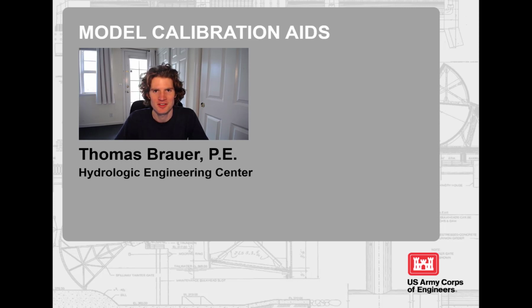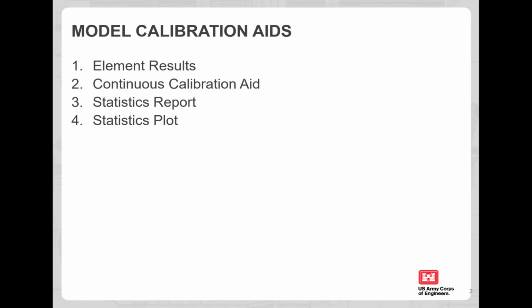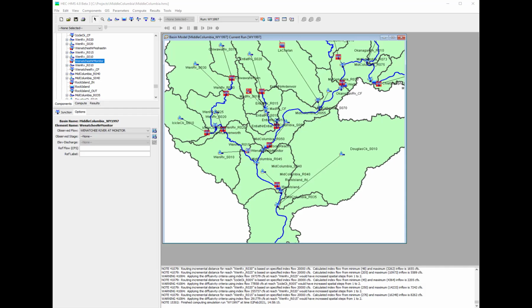In this video, I'm going to demonstrate some tools that can help with model calibration. The calibration aids that I'll demonstrate today are the element results, the continuous calibration aid, the statistics report, and the statistics plot. The element results summary table and graph are integral to HMS.